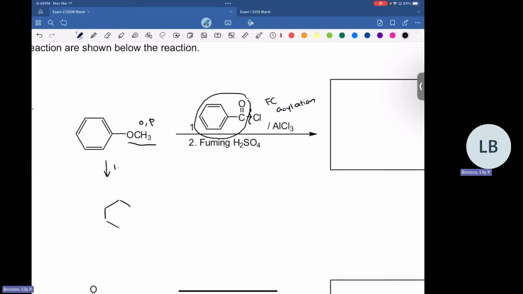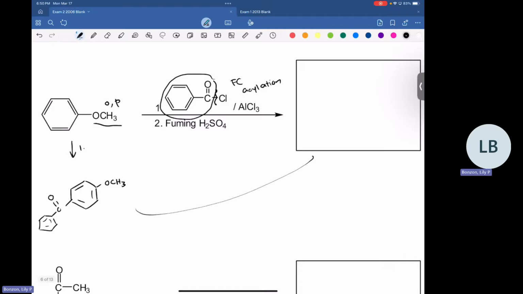So sometimes there's a couple of options. In this case, all of those positions are free. But I'm just going to put the groups to be para, because that gives a little bit more room for that carbonyl. So sometimes steric hindrance is a factor that you need to consider. So just to be safe, I'm just going to put that carbonyl kind of in the position that gives it the most room. So then our second step, we have fuming H2SO4.